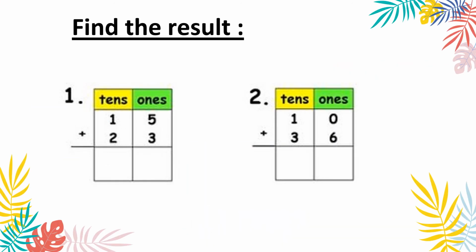Find the result. We have here 15 plus 23. We start addition with ones. Okay, we have here 5 plus 3. Circle the greatest number, 5. Put 5 in my mind, 3 on my fingers, and let's count after 5. After 5, 6, 7, 8. Okay, 1 plus 2. Put a circle on the greatest number, 2. Put 2 in your mind, 1 on your fingers, and after 2, 3. So the sum is 38.